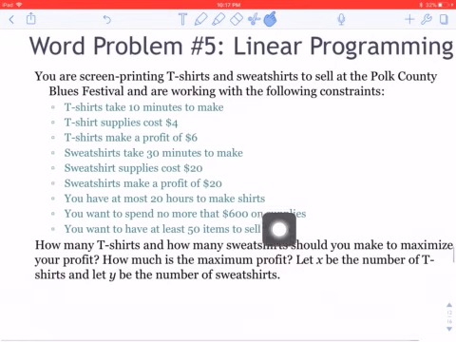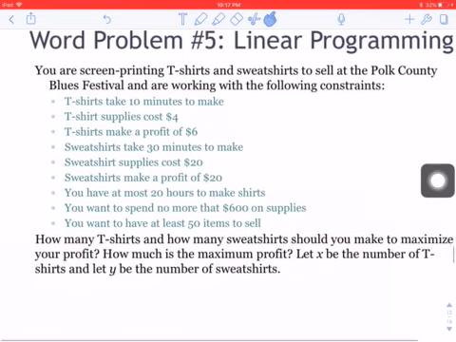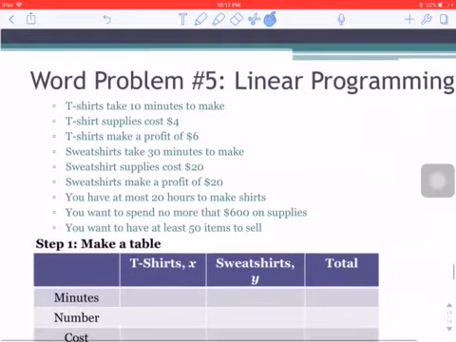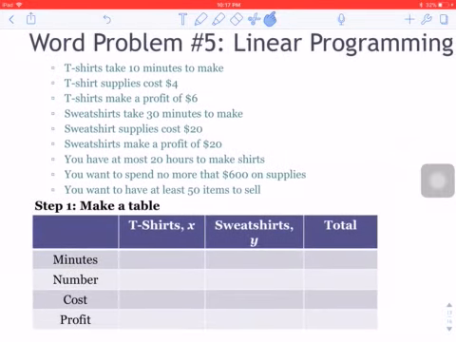So we're going to be using these constraints now to set up a system and then also a profit objective function. Okay, and ideally we're going to follow about 4 steps here. So step 1, and I've copied down all those constraints again. Step 1 is going to be make a table. Okay, so we're going to organize this information into a table.